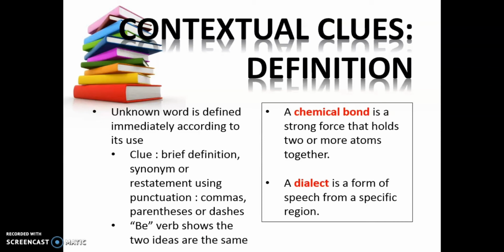Same goes with the second example. A dialect is a form of speech from a specific region. Spot the clue utilized by the author, is as your be verb. And automatically you know that the author is giving you the definition of what dialect is all about. It is a form of speech from a specific region.